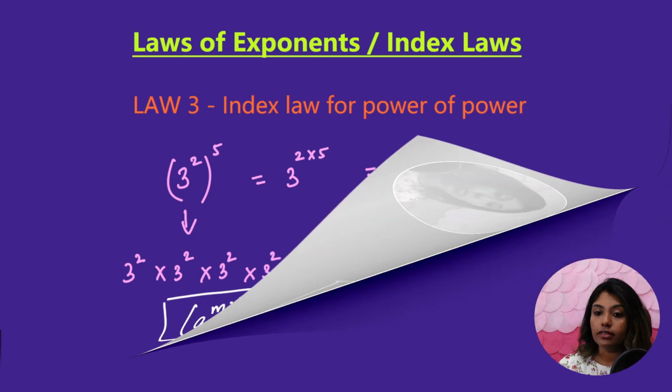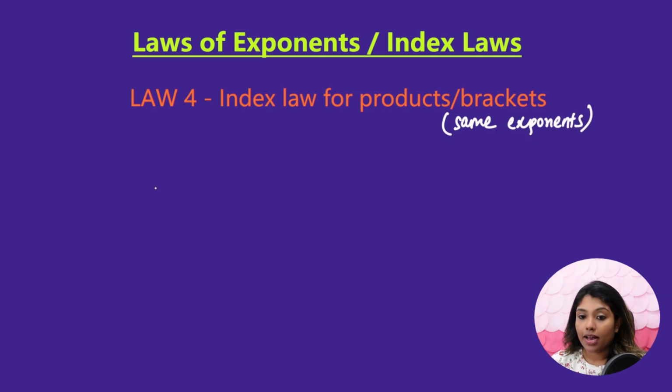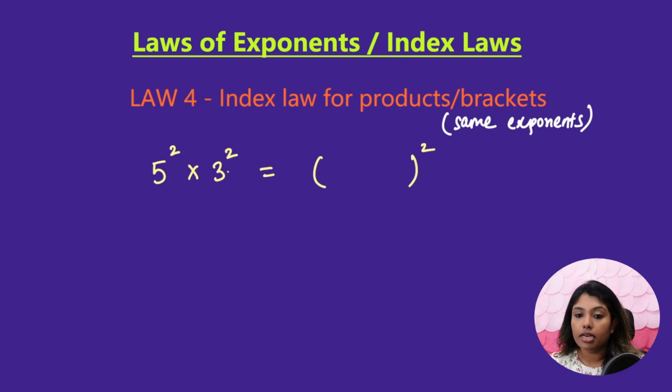Okay. The next one is the index law for products or brackets. Now here, the base can be anything. It can be different or the same. The exponents need to be the same. So make sure that it has the same exponents. Let's say you have 5 to the power of 2 times 3 to the power of 2. Then, according to the index law, you keep the exponent the same and multiply the bases. So 5 times 3 whole to the power of 2. So that's basically 5 times 3 is 15 to the power of 2.